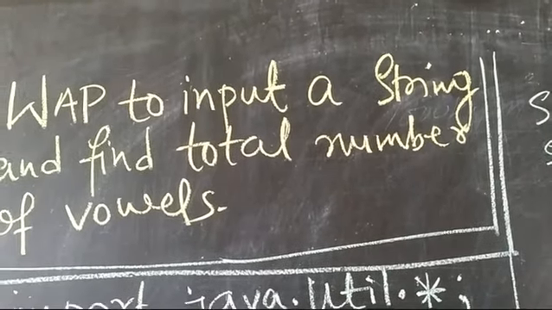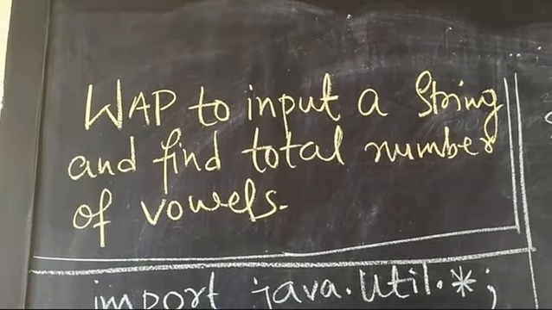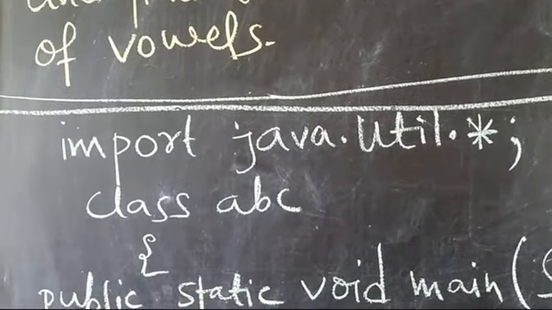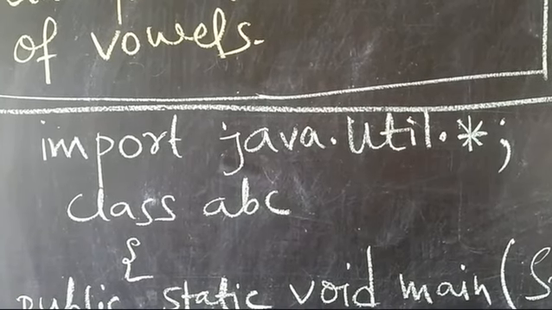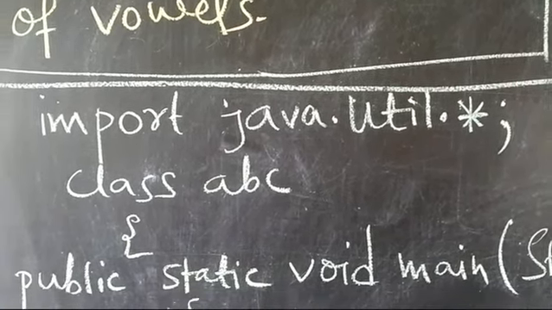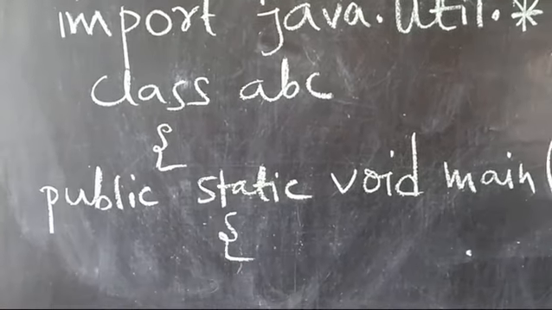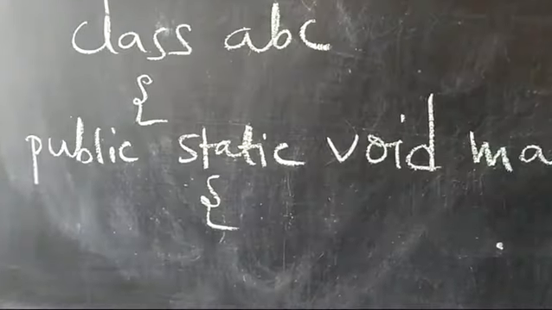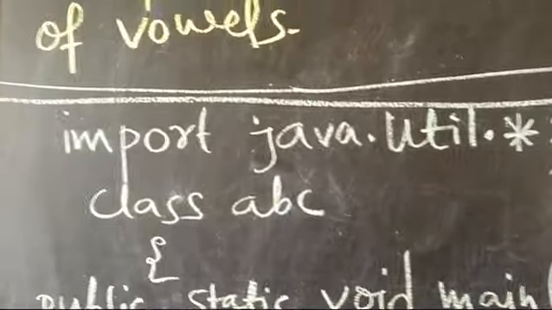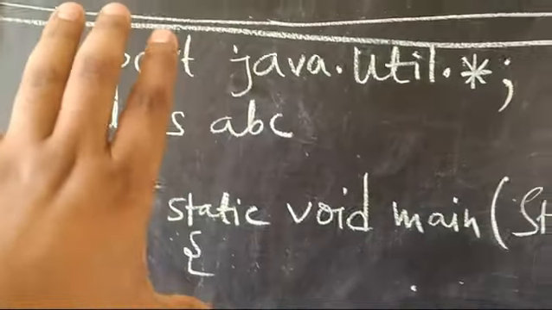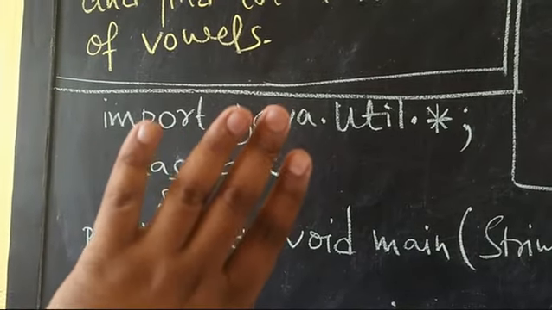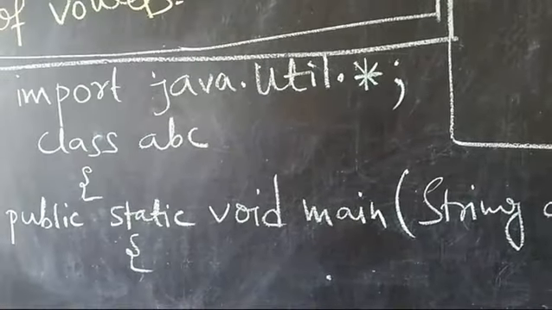So let's see the programming, how to input a string and how to find the number of vowels. You see the first line, that is import java.util.*. This is a package for the scanner class. Then I declared the class as ABC, then public static void main(String args). This one is the main function line, then opening curly braces. Till this position, this part does not have any marks in the board exam, so you don't have to worry about that. The main portion is which I am going to explain afterwards.